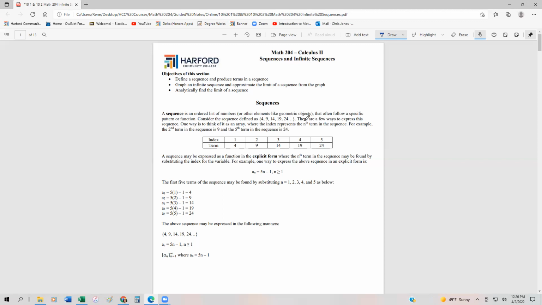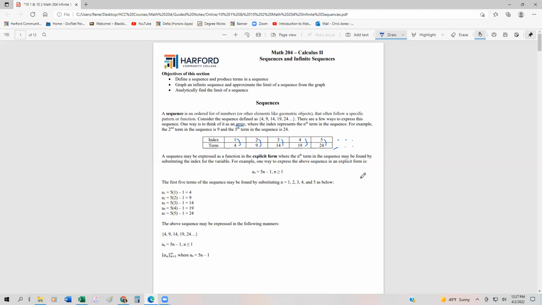There are different ways to express a sequence. One way to think of it is as an array, where we have an element and a term affixed to that element. The first element would be 4, the second element 9, the third element 14, the fourth element 19, the fifth element 24. And of course, this goes on infinitely. It would just keep following the pattern, as sequences do.